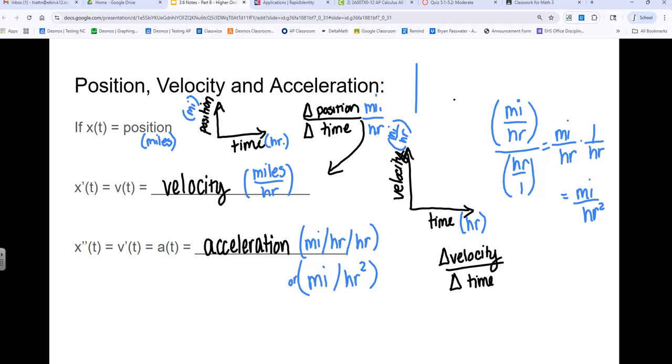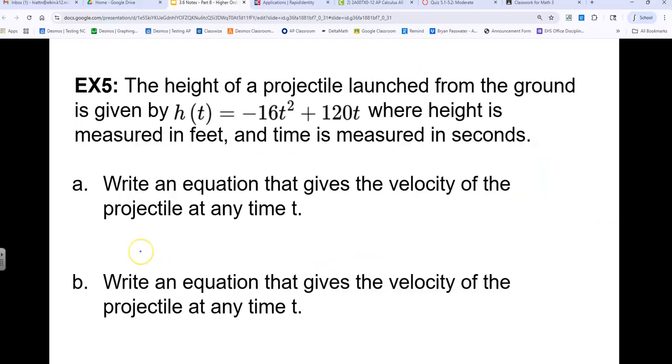Now, that's specifically for miles and hours, but you could replace miles with any type of measurement for a distance. It could be feet, meters, millimeters, whatever. And same for the time. You can replace hours with seconds, minutes, days, whatever. So position is measured in just straight distance. Velocity is going to be distance per time, and then acceleration is distance per time per time. So let's look at a problem.